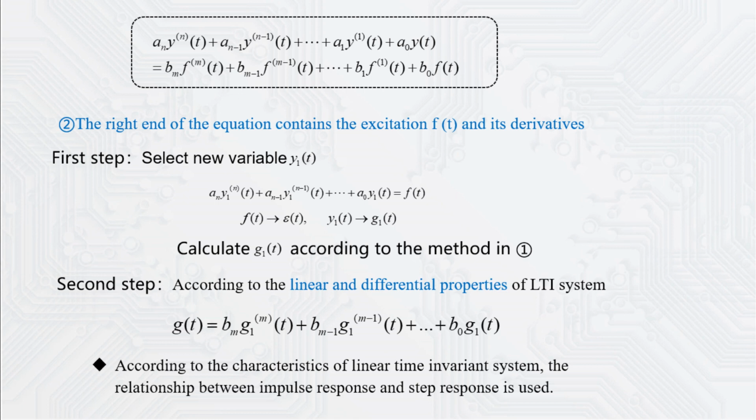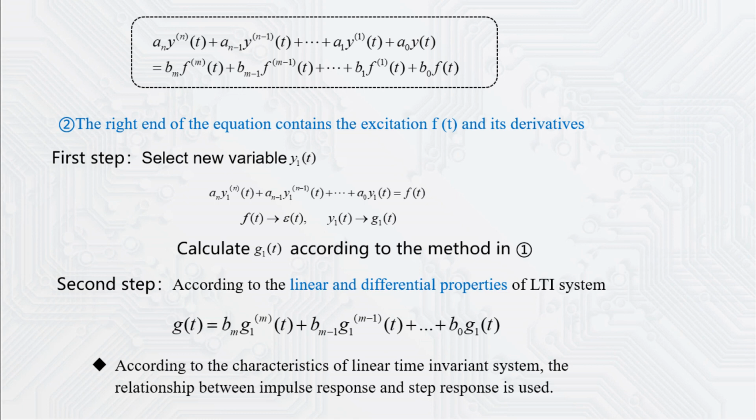The second situation is when the right end of the equation contains the excitation f(t) and its derivatives. Similarly, we need to select a new variable y1(t) first. According to the method just described, we can find g1(t) first. Then with the linear and differential characteristic of the system, we get the step response g(t) of the system.